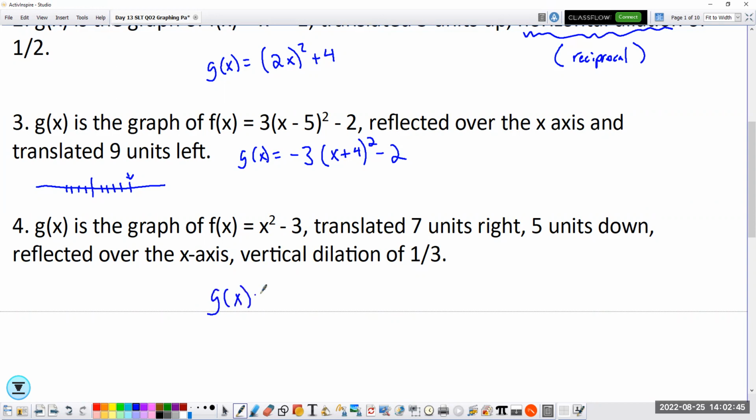Now let's check. G of x, f of x has just moved down 3. So I'm going down an additional 5. So now it's going to be -8 total. 7 to the right. So in my parentheses, I know I'm going to need like x -7. Reflected over the x-axis with a vertical dilation of 1/3. So reflected over the x-axis, a vertical dilation of 1/3, right 7, already down 3, down an additional 5, gives us down 8.